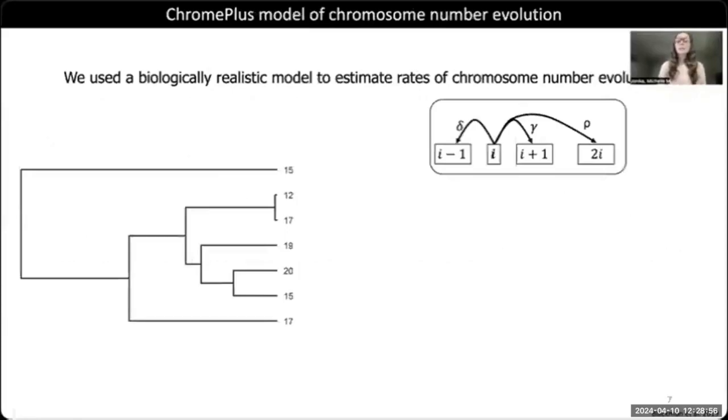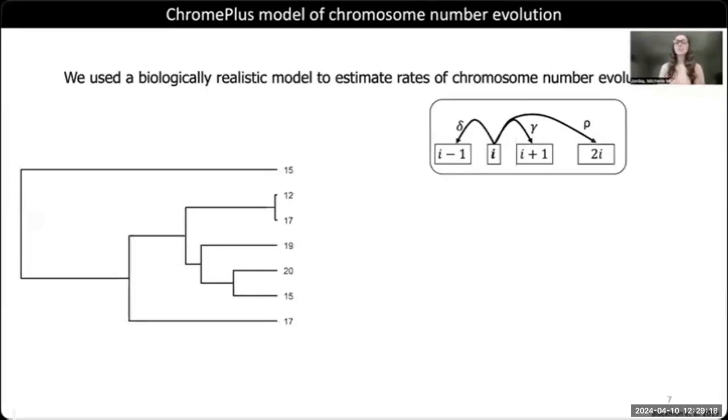My PI, Dr. Heath Blackman, created a biologically realistic model to estimate rates of chromosome number evolution called Chrome+. And the inputs for this model in its simplest form are just a phylogeny and chromosome numbers. And so at an instance in time, a lineage will have I chromosomes. And this model contains 3 mechanisms for changes in chromosome number.